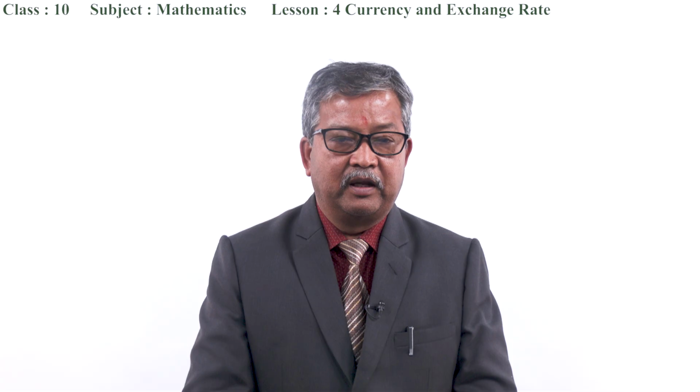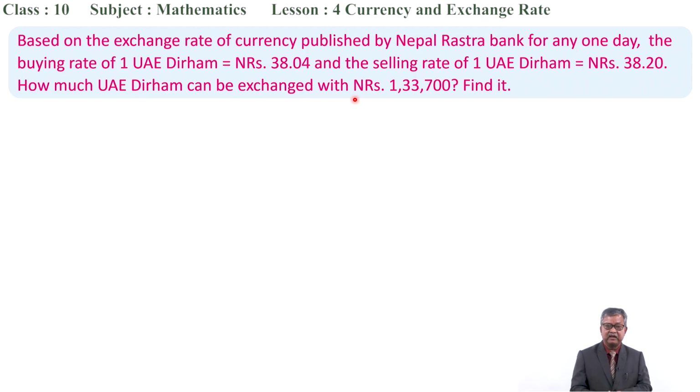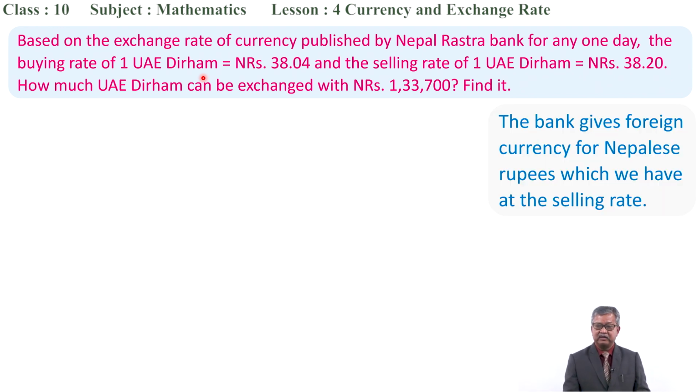Now next, based on the exchange rate of currency published by Nepal Rashtra Bank for any one day, the buying rate of 1 UAE dirham is Nepali rupees 38.04, and the selling rate of 1 UAE dirham is Nepali rupees 38.20. Then how much dirham can be exchanged with this? This is also the same, because here we are going to change Nepalese rupees into dirham. So which rate is used by the bank? Yes, the bank uses the selling rate. The bank gives foreign currency for the Nepalese rupees we have at the selling rate.